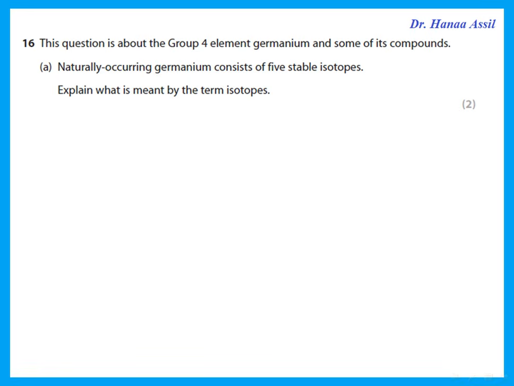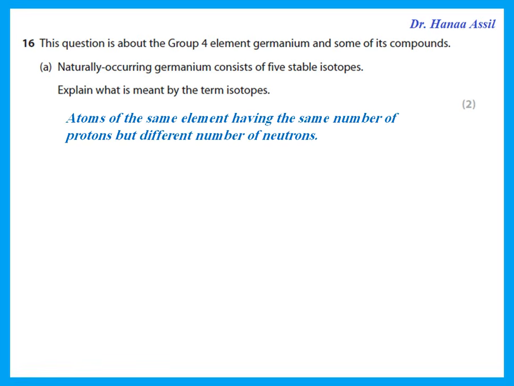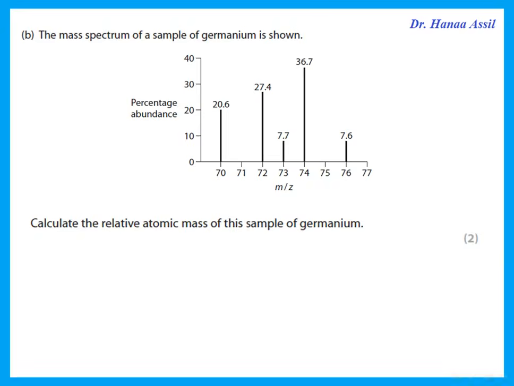This question is about group 4 element, germanium, and some of its compounds. Naturally occurring germanium consists of 5 stable isotopes. Explain what is meant by isotopes. What is the definition of isotopes? Atoms of the same element having the same number of protons but different number of neutrons.